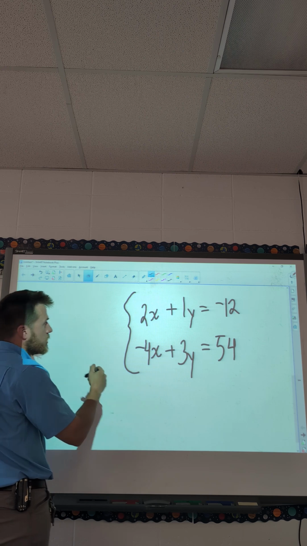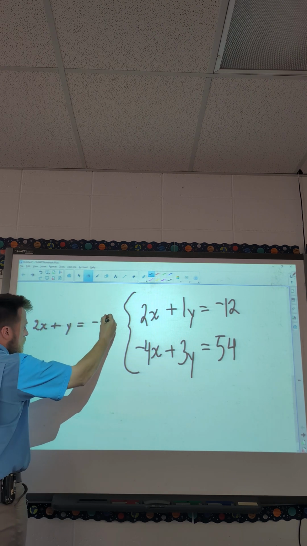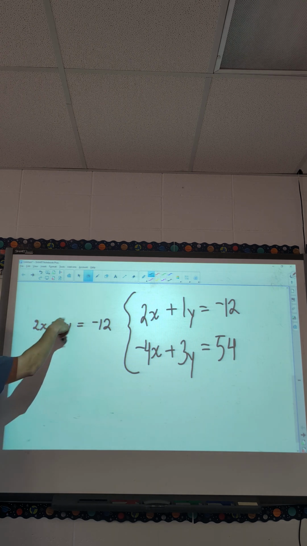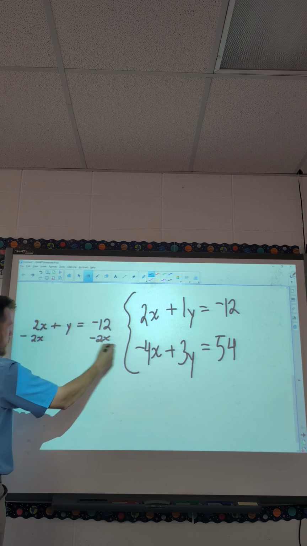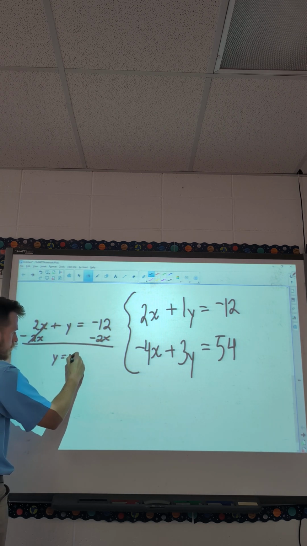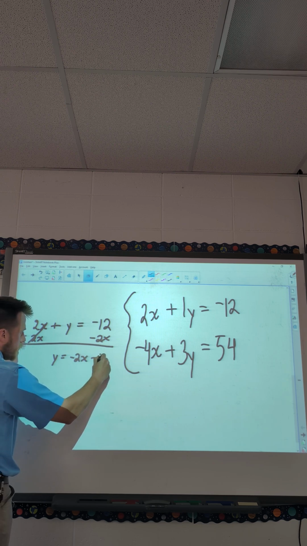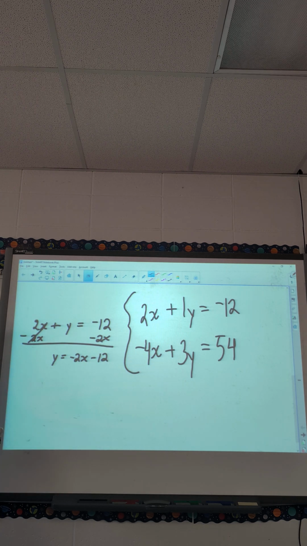It'd be pretty easy to do it the first one. We have 2x plus 1y, or just y, equals -12. And it lends pretty well to substitution, because if we subtract 2x from both sides, we end up with y equals all of that, negative 2x minus 12, which we could then plug into the second equation.